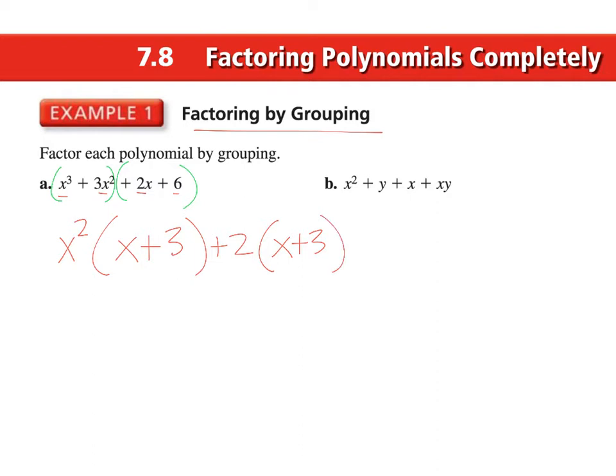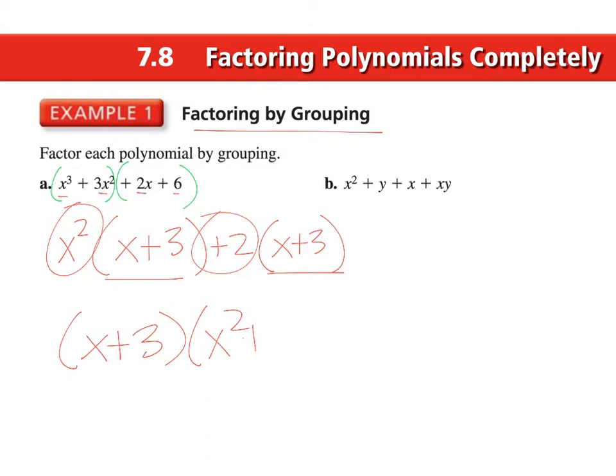Now I have two terms here, and they share a common factor of x plus 3, so we'll factor that out. What am I left with? X squared plus 2. Done. Alright, next one.